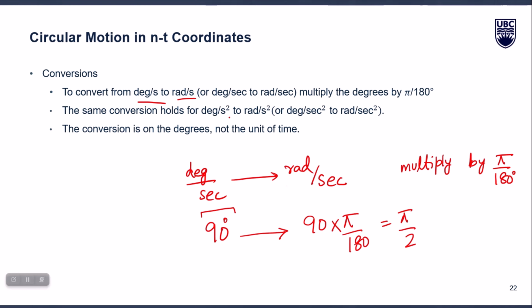Similarly, for converting degree per second square to radian per second square, it is the same conversion, because the quantity which is actually changing is the numerator, degree to radian, right? Second or second square in the denominator doesn't matter. So you can simply apply this conversion factor to convert between the two, right?